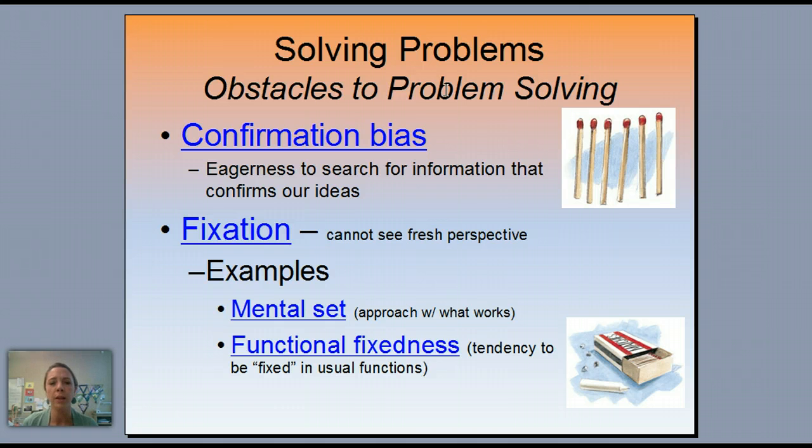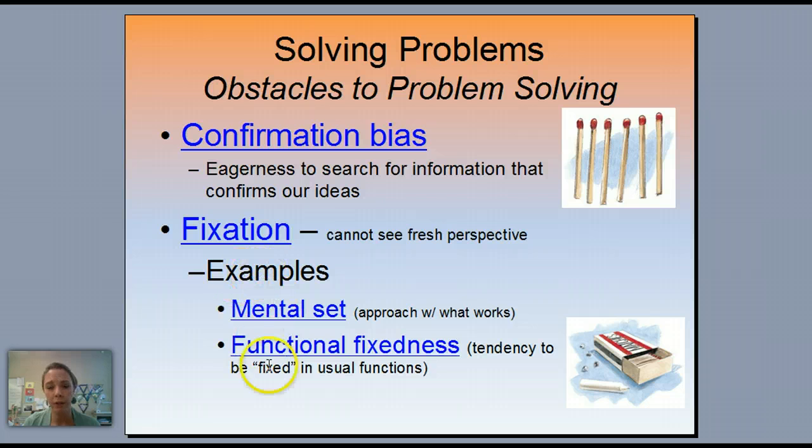Another thing that can get in the way, so confirmation bias can get in the way. Something else that can get in the way is fixation. So fixation is when you can't see something from a fresh perspective. You are unable to get out of this set, you can't move past it. If you've ever been in a math problem that you're having a hard time solving, like you just can't figure out any other way to solve it. So you cannot see a fresh perspective.